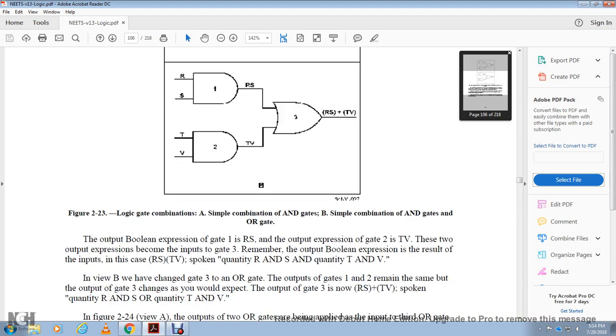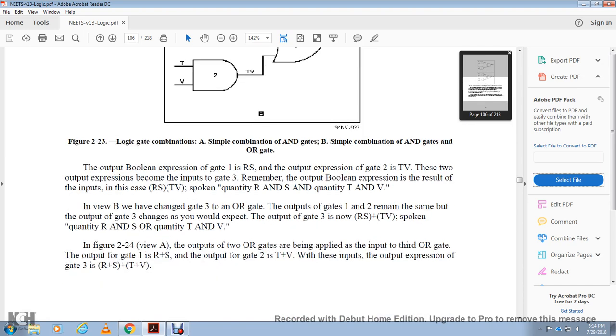In view B, we change gate 3 to an OR gate, while gates 1 and 2 remain the same. With the output gate changed, we would expect the output to be RS plus TV, spoken as the quantity R and S or the quantity T and V. In Figure 2-24 view A, the outputs of two OR gates are applied as the inputs of a third OR gate. The output of gate 1 is R plus S, and the output of gate 2 is T plus V. The output expression of the third gate is R plus S plus T plus V.